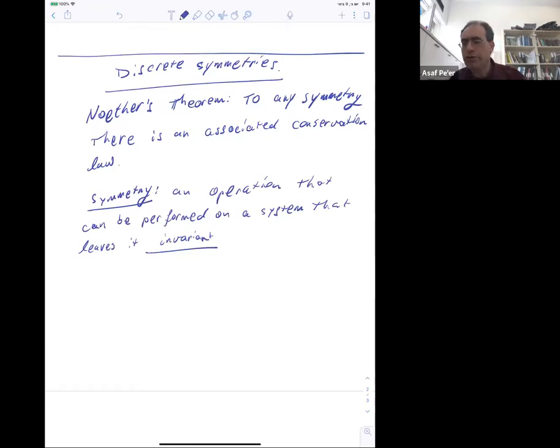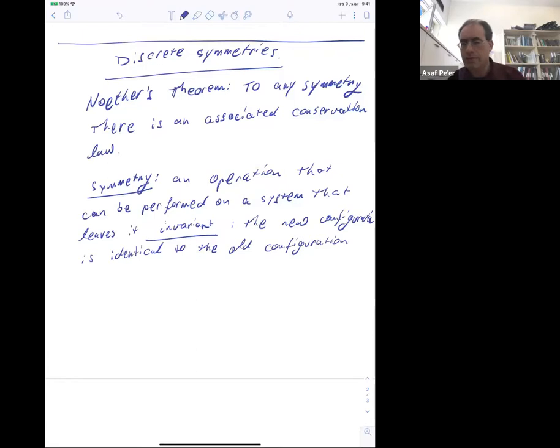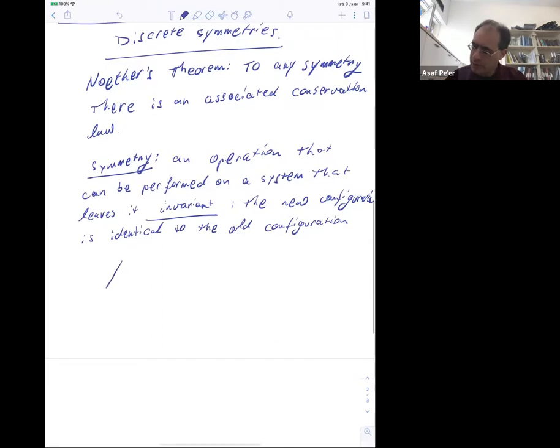Invariant means that the new configuration after I made the operation is identical to the original configuration, right? So, for example, take an equilateral triangle. This is my triangle: 1, 2, 3.